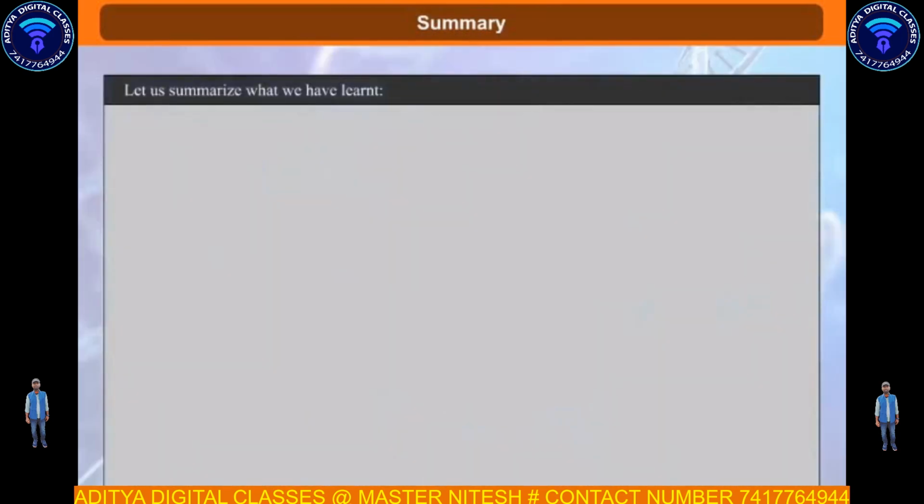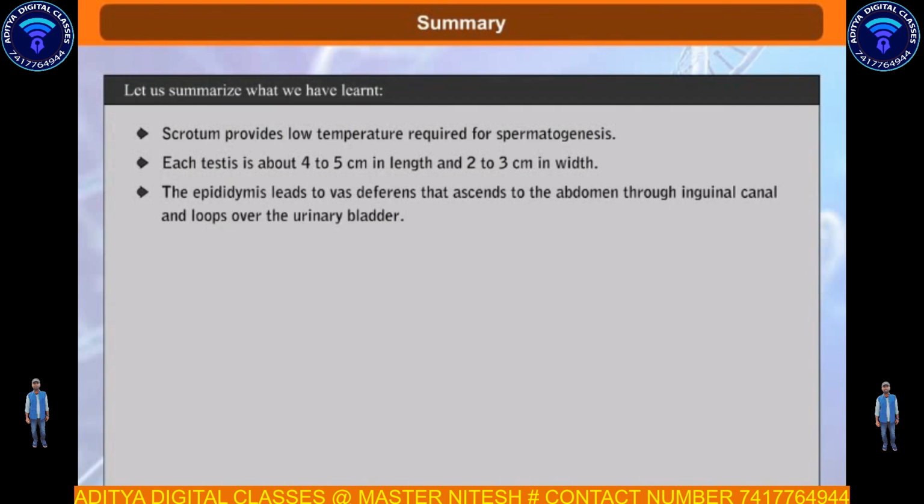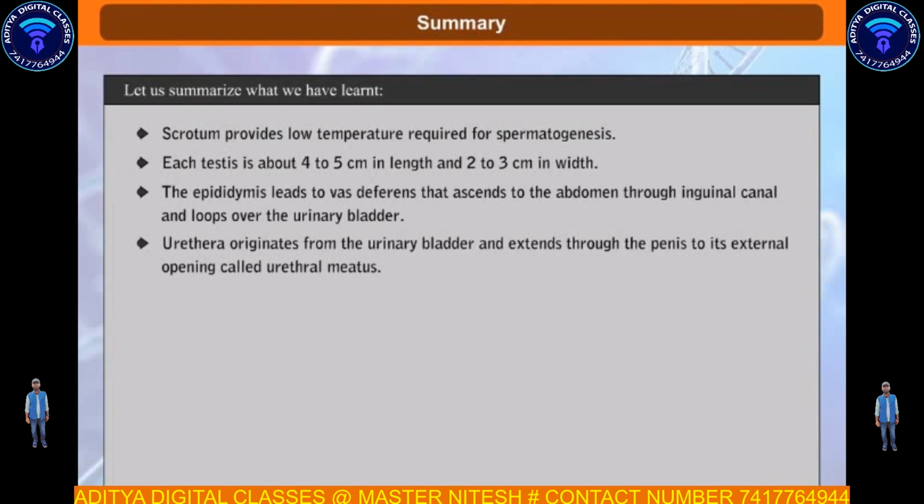Let us summarize what we have learnt. Scrotum provides the low temperature required for spermatogenesis. Each testis is about 4 to 5 centimeters in length and 2 to 3 centimeters in width. The epididymis leads to vas deferens that ascends to the abdomen through inguinal canal and loops over the urinary bladder. Urethra originates from the urinary bladder and extends through the penis to its external opening called urethral meatus. The penis is the external genitalia in human males.